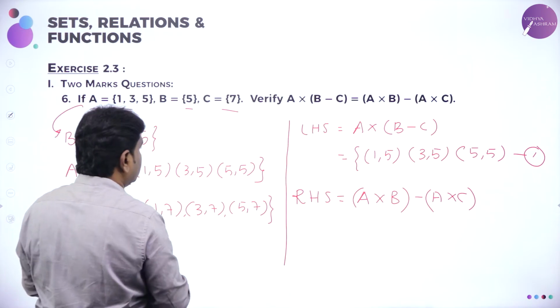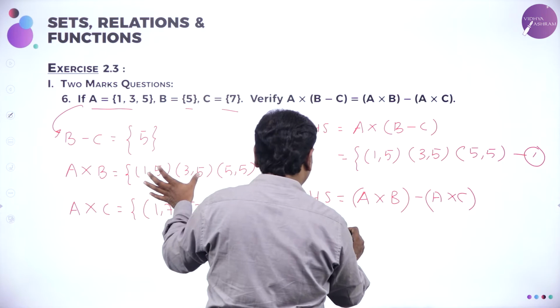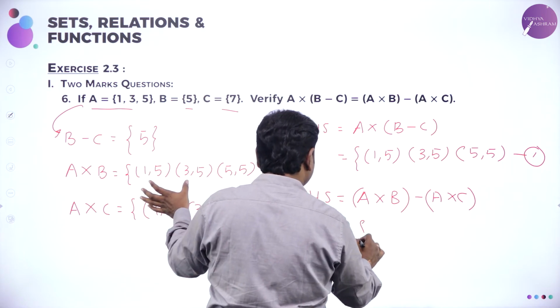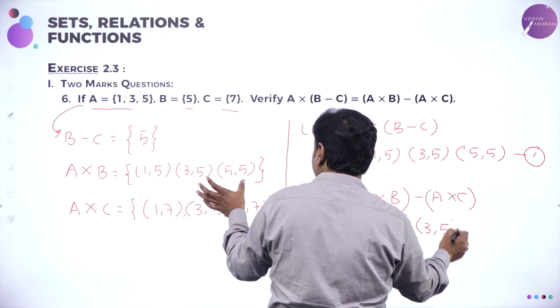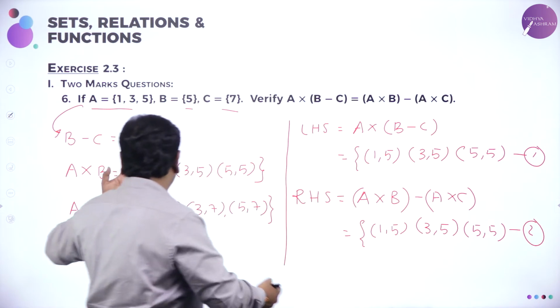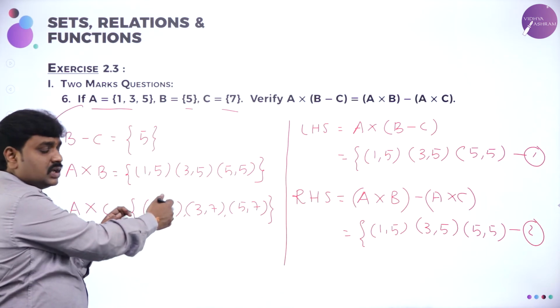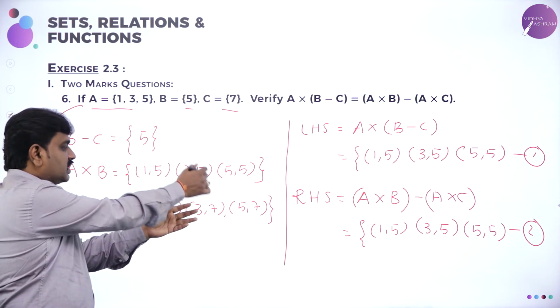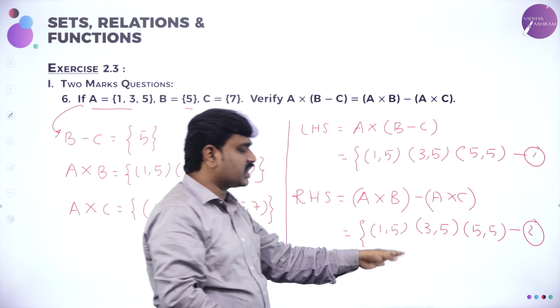So A cross B and A cross C have nothing in common. From A cross B, after I remove A cross C, I will get the same set: (1,5), (3,5), (5,5), because there is no common element to remove. (1,7) is not there to remove, this is not there, this is not there, so it will be as it is. A cross B minus A cross C gives you A cross B only.